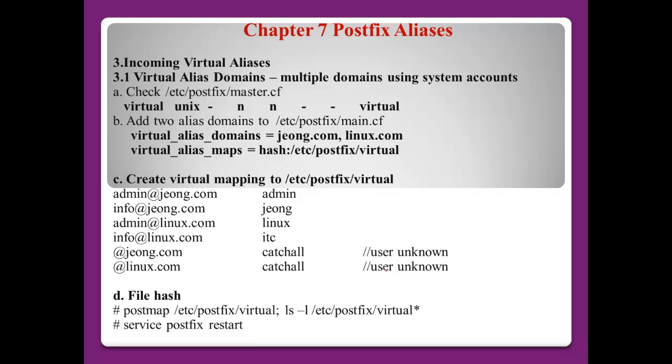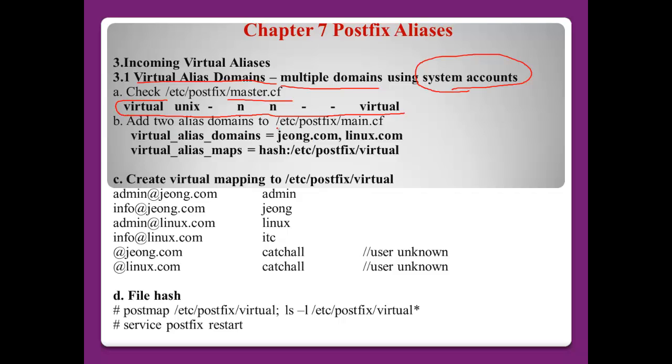Okay, number 3, incoming virtual aliases. I already explained that in the incoming virtual aliases there are 3 kinds, and in this part I will explain them. First one, virtual alias domains. It means Postfix can support multiple domains using system accounts. To set this up, first please check /etc/postfix/master.cf. Here, this one, virtual unix and virtual. Using this line, Postfix will support virtual domains.